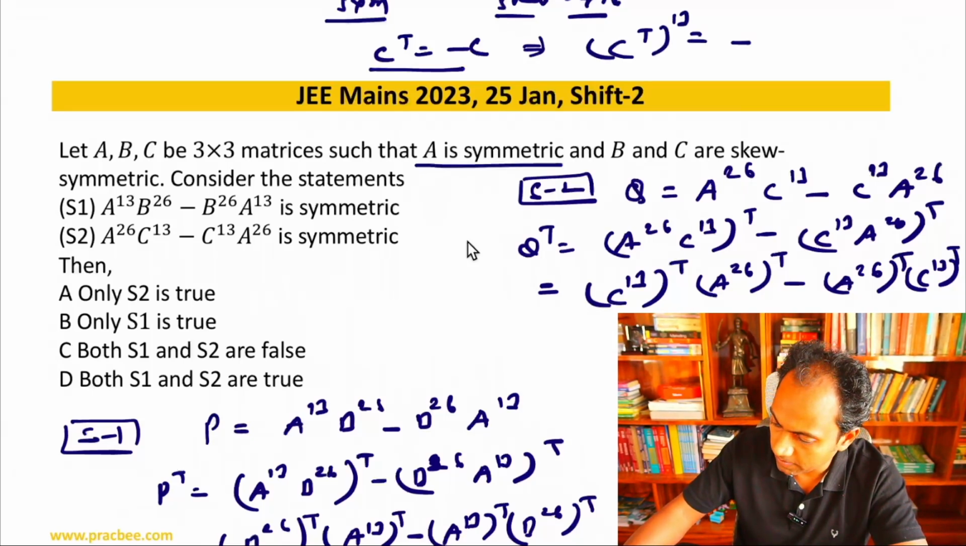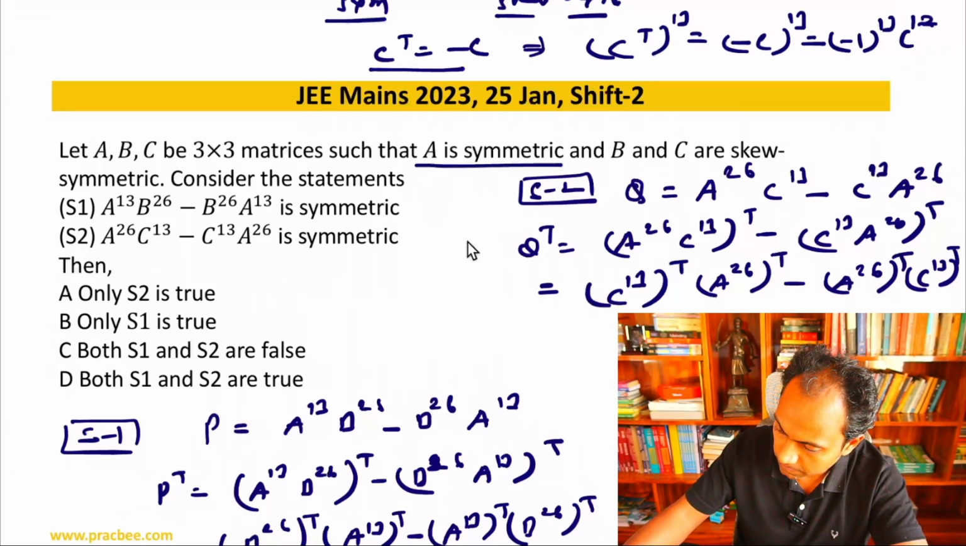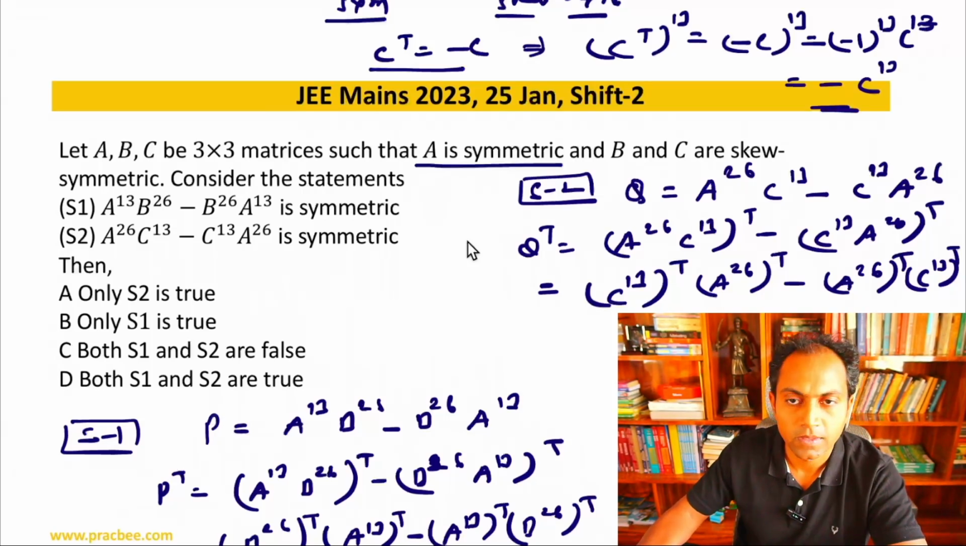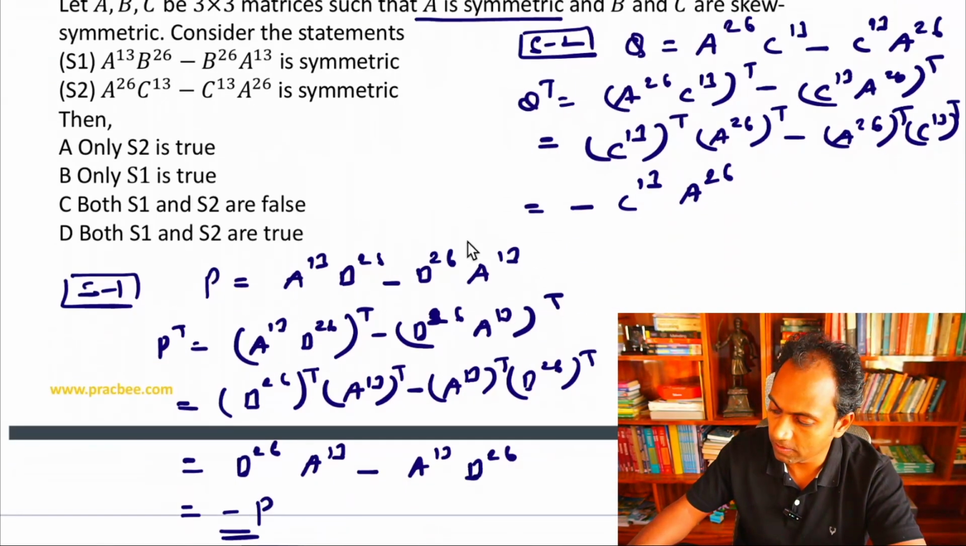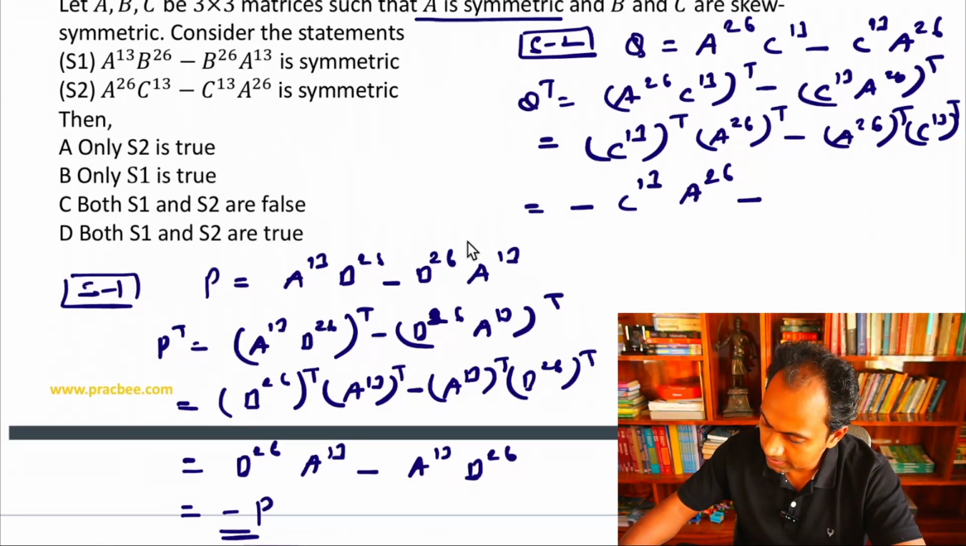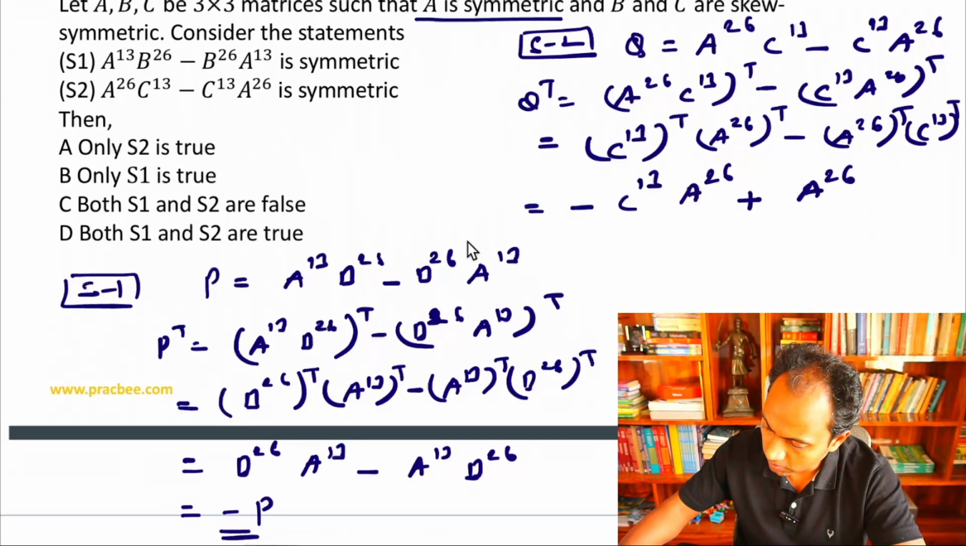This is going to become minus C raised to the power 13, minus 1 raised to the power 13, C raised to the power 13. And as a result, you can see that it is minus C raised to the power 13. So it comes out to be a skew symmetric matrix. As a result, you will get minus C raised to the power 13 here. This will remain intact because there is no problem with this term. And again, this will remain intact, no problem, but you will get a minus sign here as well.